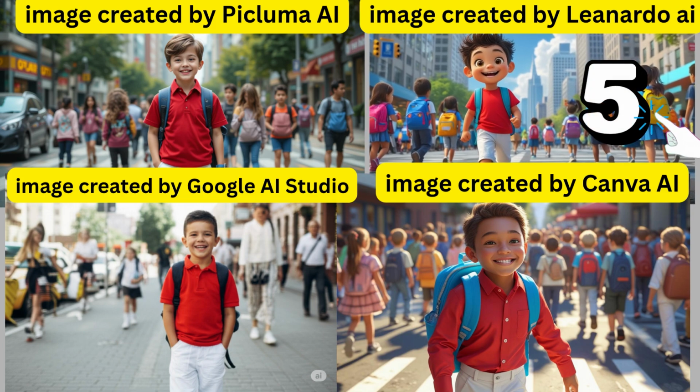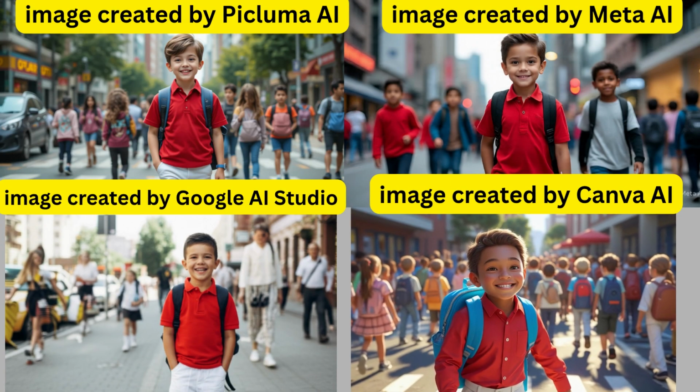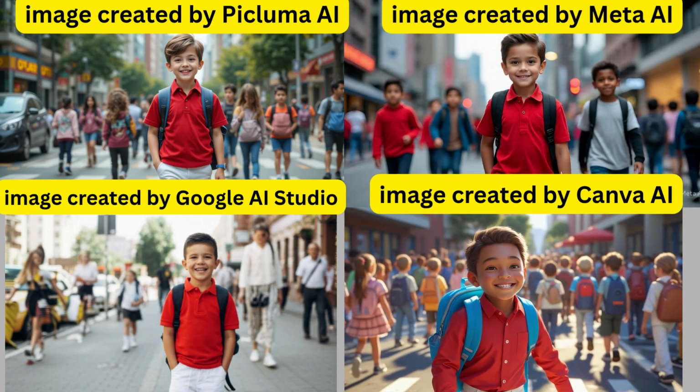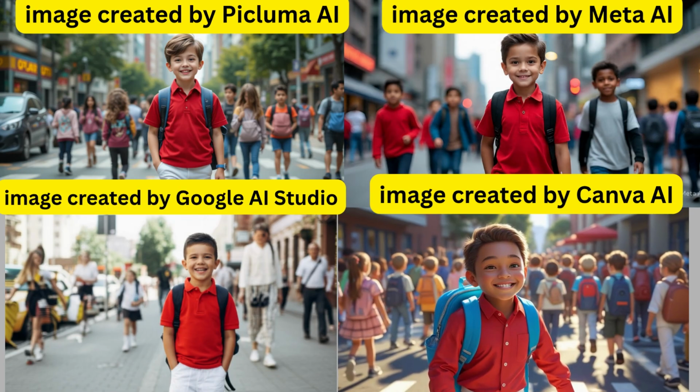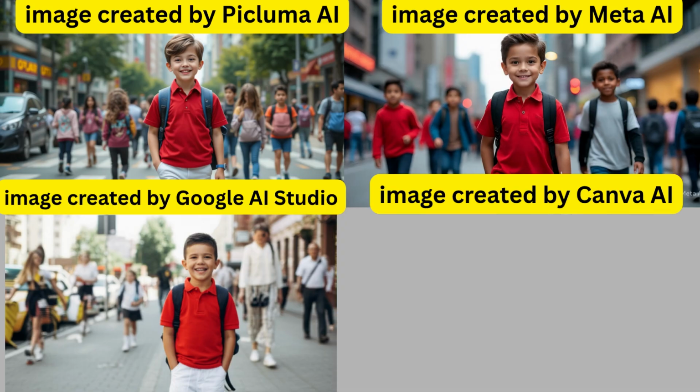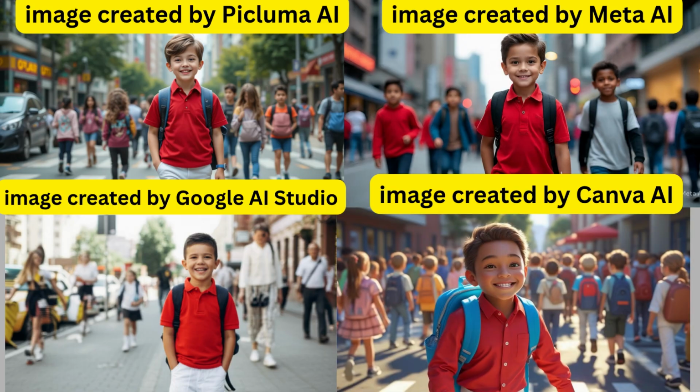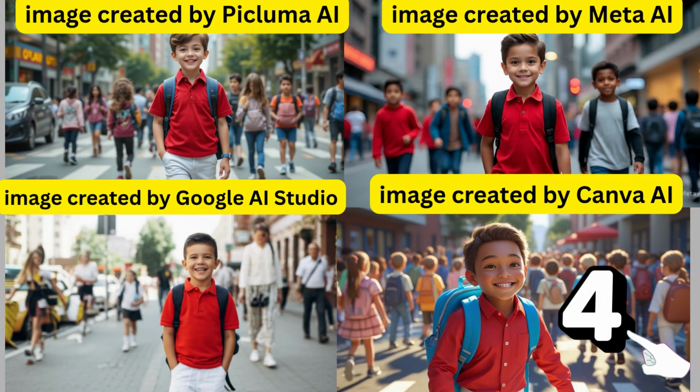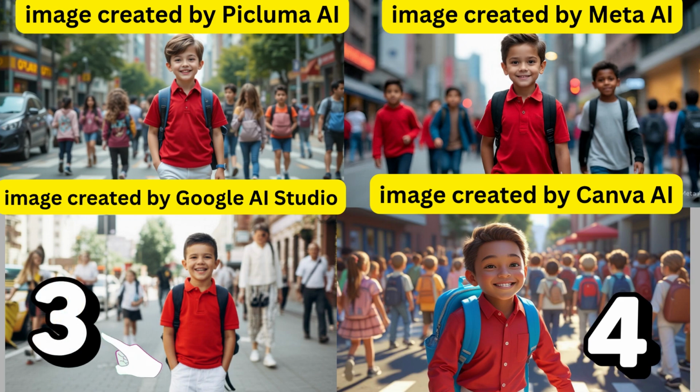Now, let's focus on the remaining 4 images to determine the best among them. In the Canva AI image, the main boy is shown from the front, but the other boys are walking away, viewed from the back. Since the prompt emphasized that all children, including the main boy, are going to school together, this inconsistency places Canva AI at number 4. The image from Google AI Studio also falls short in representing school-going children. The background shows people of various sizes rather than children, making it less accurate. Therefore, Google AI Studio ranks at number 3.